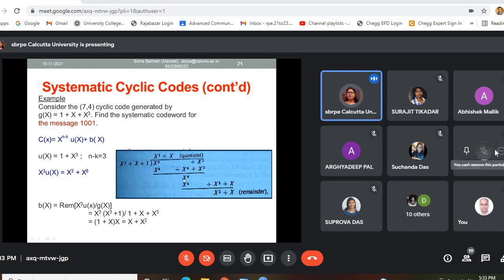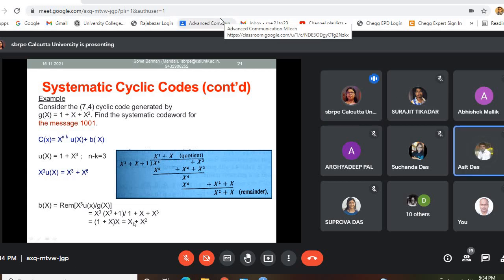So what will be the rest? The rest of the quotient will be x plus x. So x4 plus x square plus x. So the remainder will be x square plus x, and we are not considering the quotient here. We are considering this as your bx, x square plus x. So bx is x square plus x. Clear? Is this clear? Yes, ma'am. Okay.